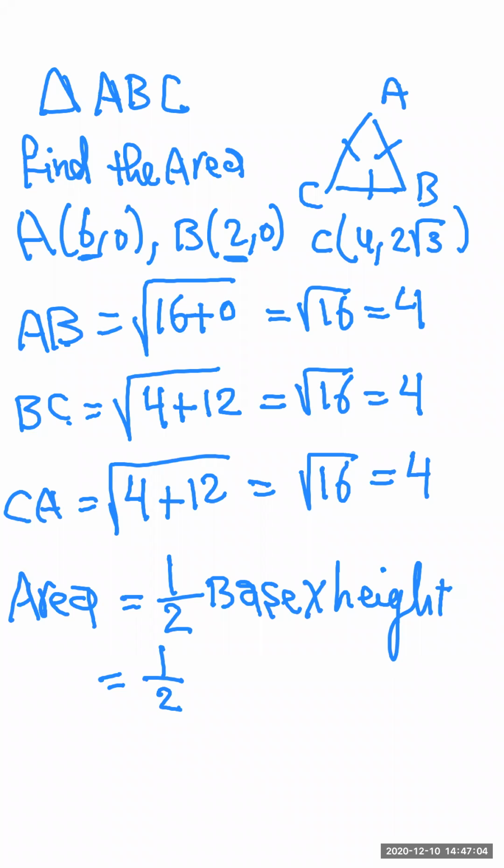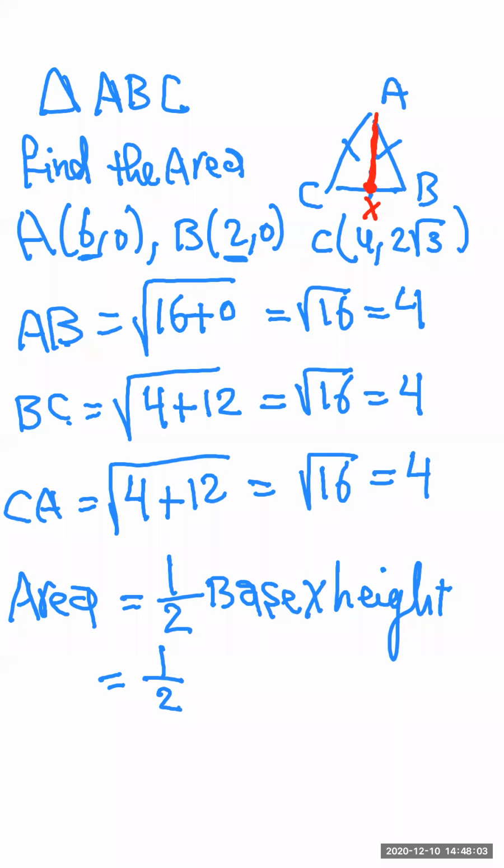So the area will equal half base times height. I will stop at this point. Why? I have the base but I don't have the height, so I will consider that this one will be the height, AX for example. So this point X will be at the midpoint of the base BC. So this point will be in the middle here, right?